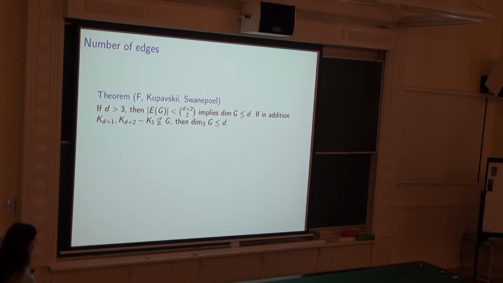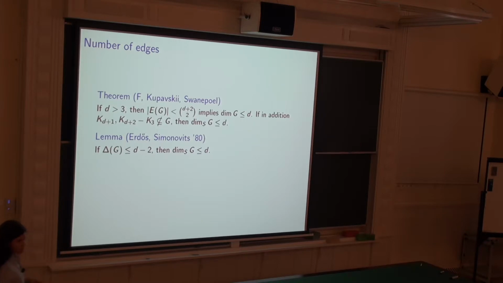And I would like to tell a few words about the proof. So in that paper, they proved that if the maximum degree of a graph is at most d minus 2, then the graph can be embedded on a sphere of radius 1 over square root 2 in R^d. And the proof of it is easy.